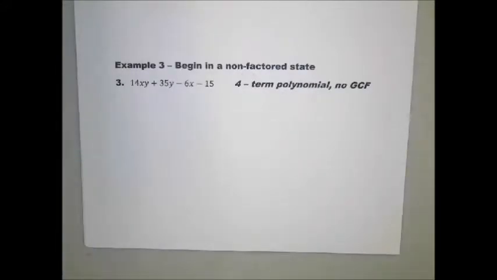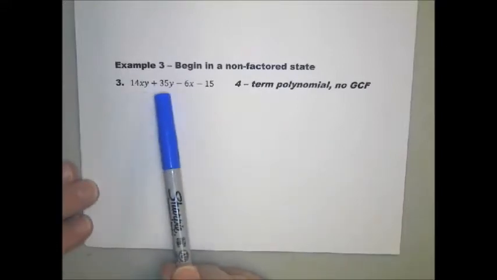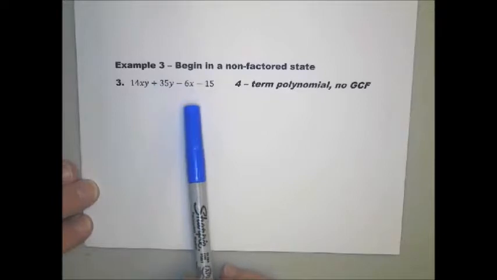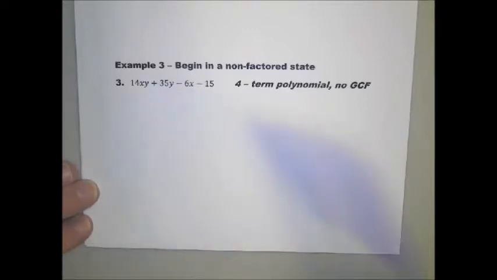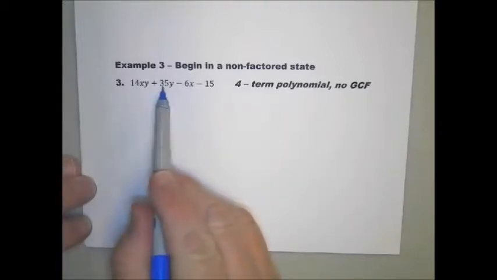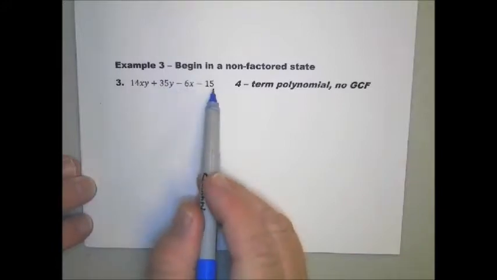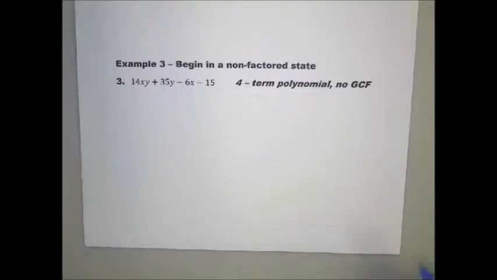Example 3 is different from 1 and 2 in the fact that it hasn't even been started. What you see is a 4-term polynomial, and if you checked for a GCF, something common to all 4 terms, you're not going to find anything. There is no GCF that's common to all 4 terms. However, if you pair up the first 2 terms and the second 2 terms, you're going to find out that something happens that's going to let you continue factor by grouping.